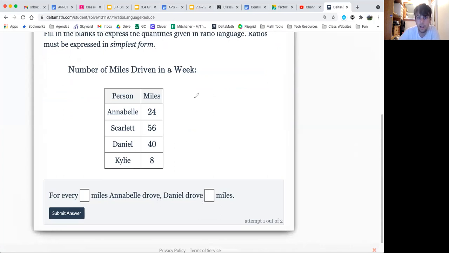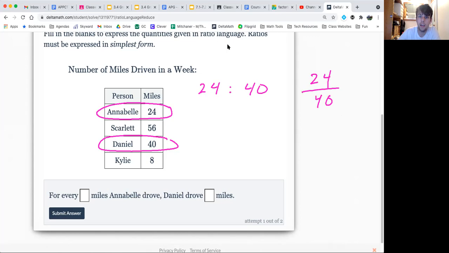So we're trying to compare two quantities here. We're trying to compare the number of miles that Annabelle drove and the number of miles that Daniel drove. The order that we are doing that here is Annabelle to Daniel. So that's 24 to 40. Could also do this as a fraction if we prefer to represent our ratios in that way. Either way, we're going to be simplifying this.